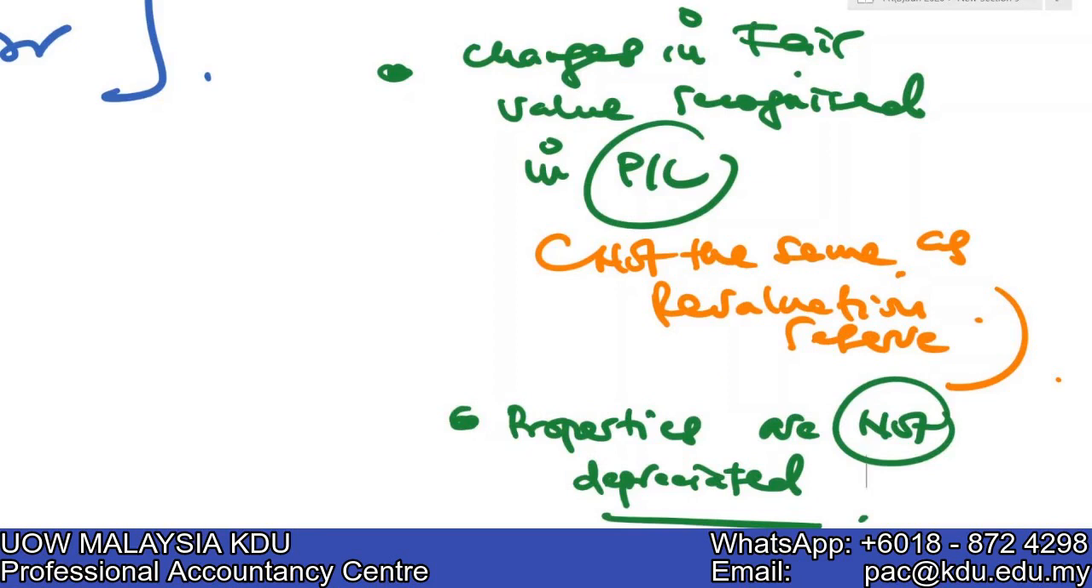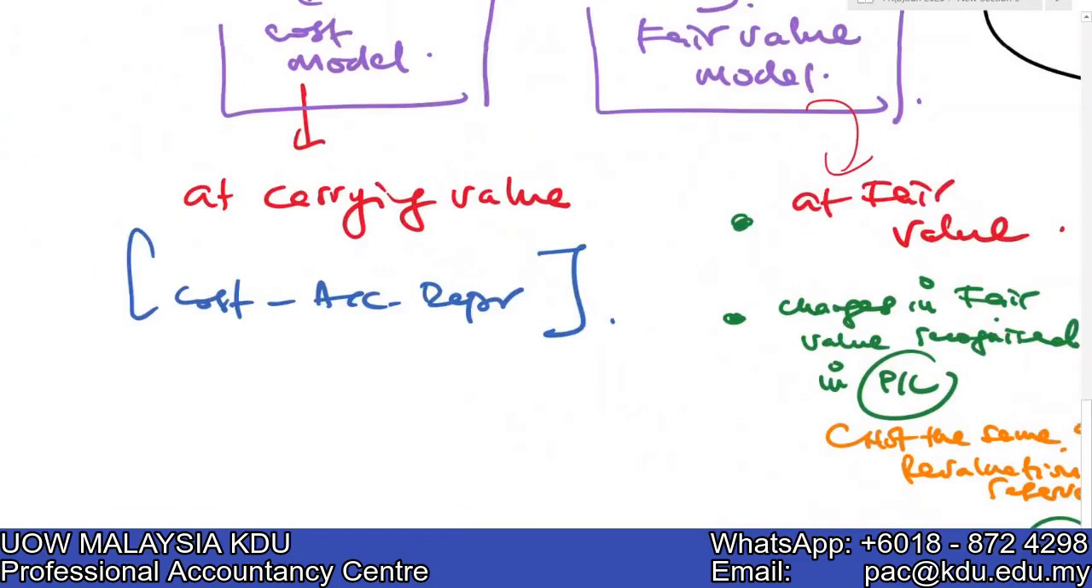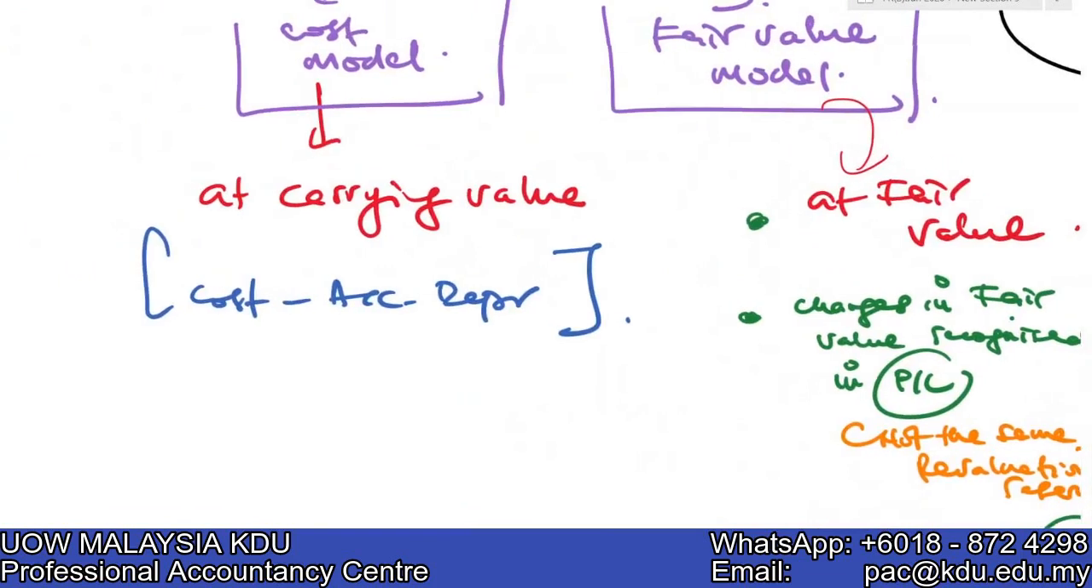Revaluation model, the properties are depreciated, isn't it? Remember, even if I revalue, the assets are still depreciated. So fair value model is different. No depreciation. And changes in fair value are recognized in the P&L, not in the revaluation reserve. You got it clear? If I use cost model, are the properties depreciated? Yes, carrying value, cost minus accumulated depreciation.